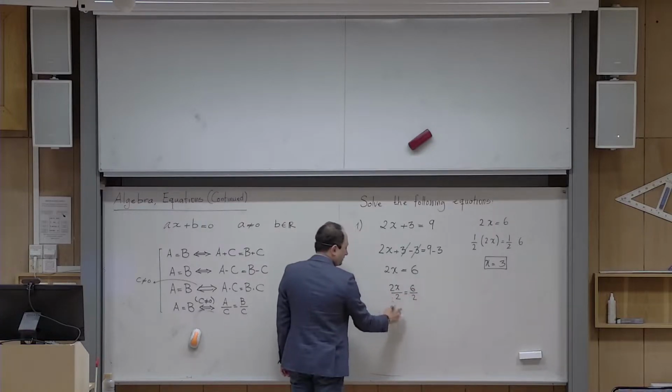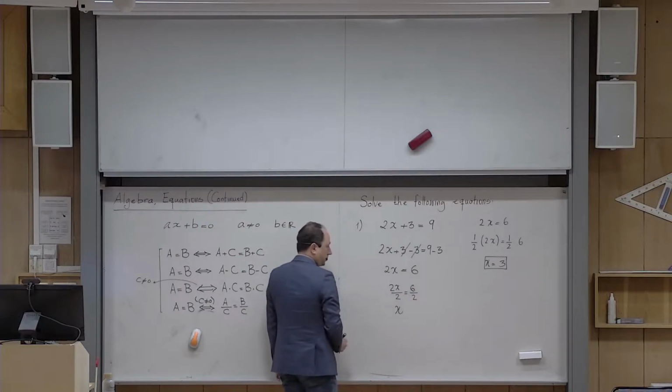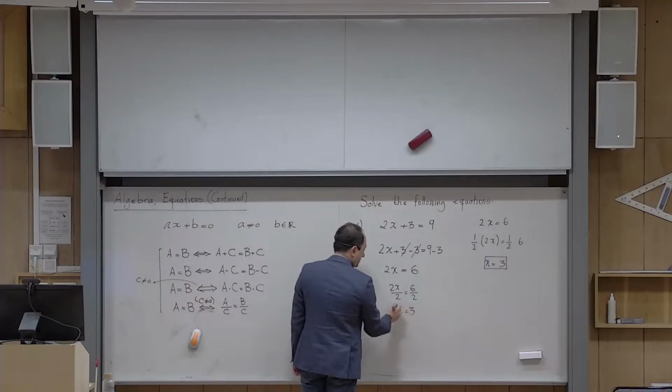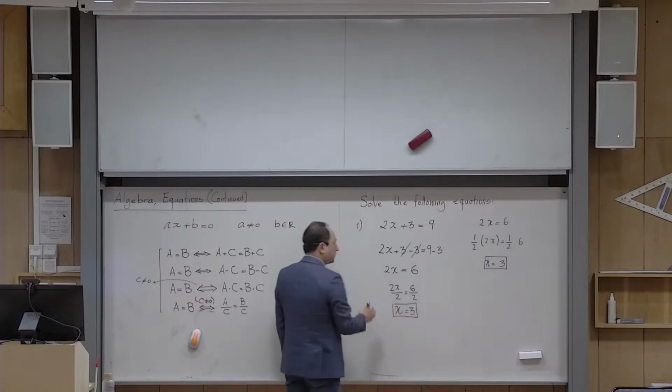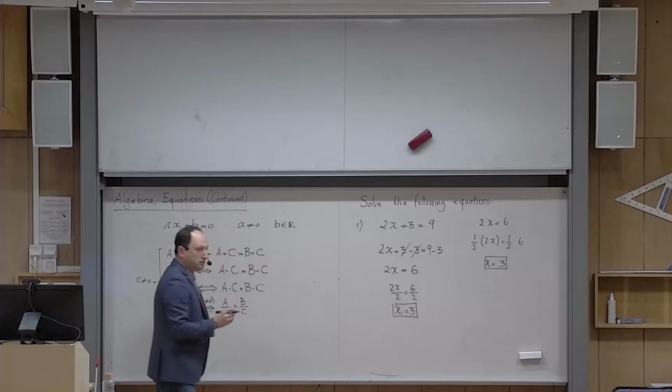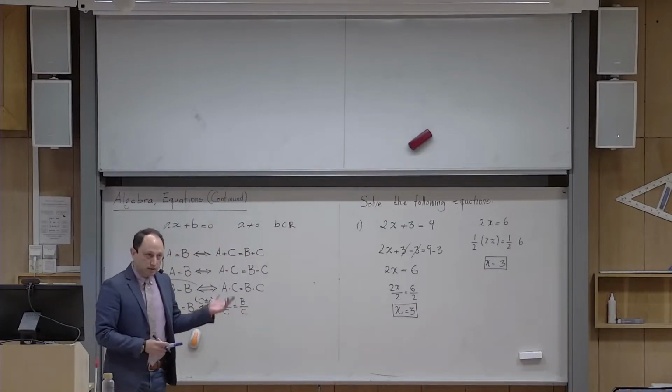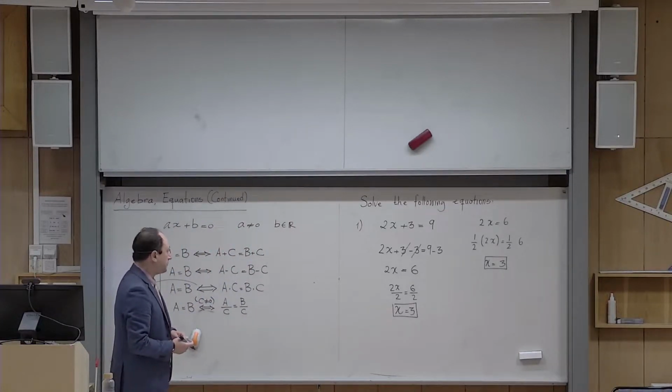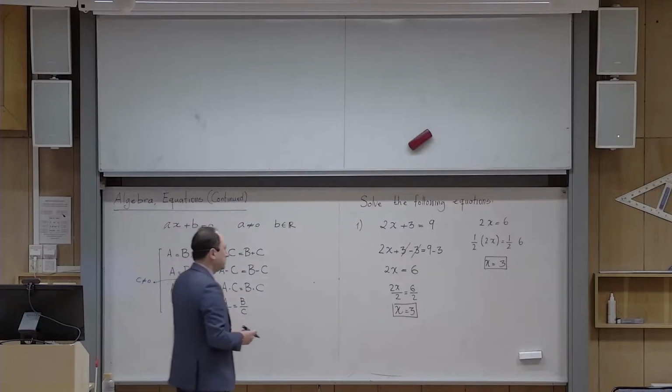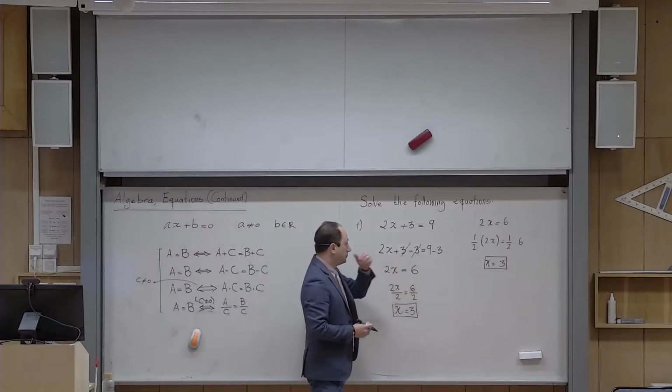And then this becomes 1x, which is just simply x, and that becomes 3. So you see that the answers are the same, doesn't matter which way you choose. So this is the general strategy to tackle this problem, yes? But it sometimes becomes boring if you want to write this step over and over again.